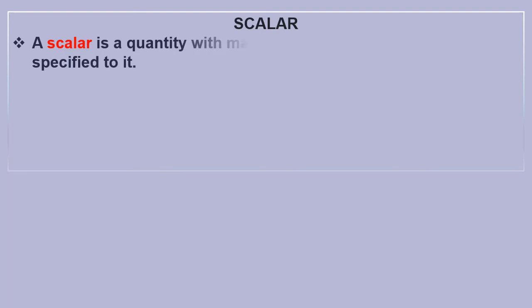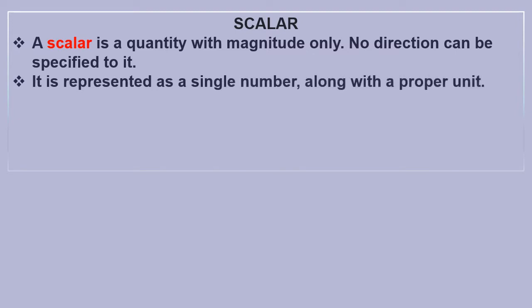तो basically scalars होते क्या हैं? Scalar ऐसी quantity है जिसमें सिर्फ magnitude है. It does not have any direction. You cannot specify any direction to it. So a scalar is a quantity with only magnitude, no direction. It is represented by any number along with a unit.